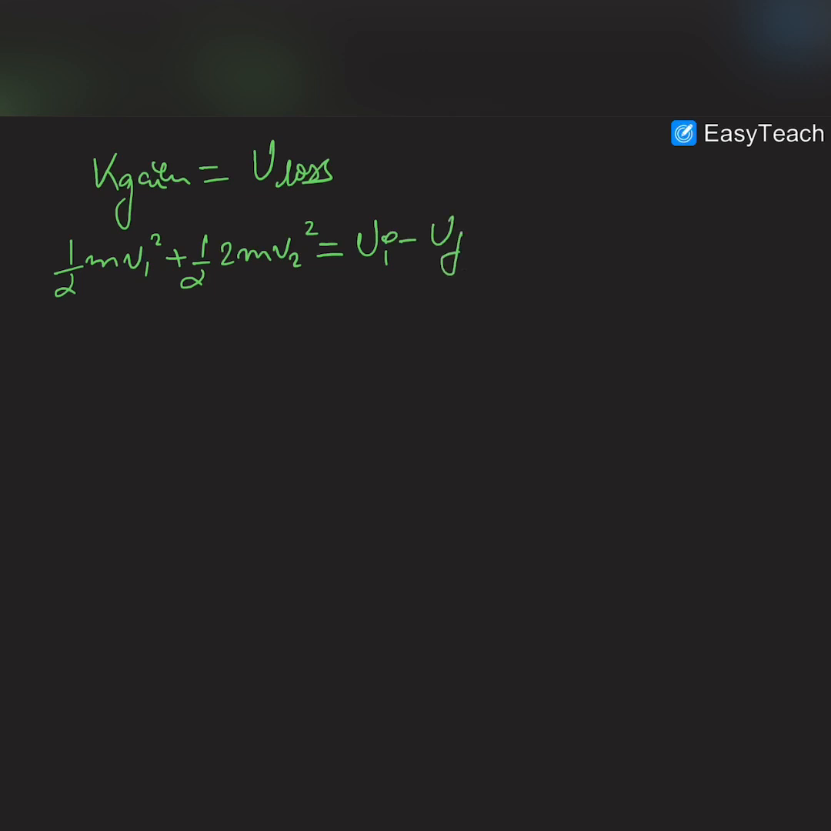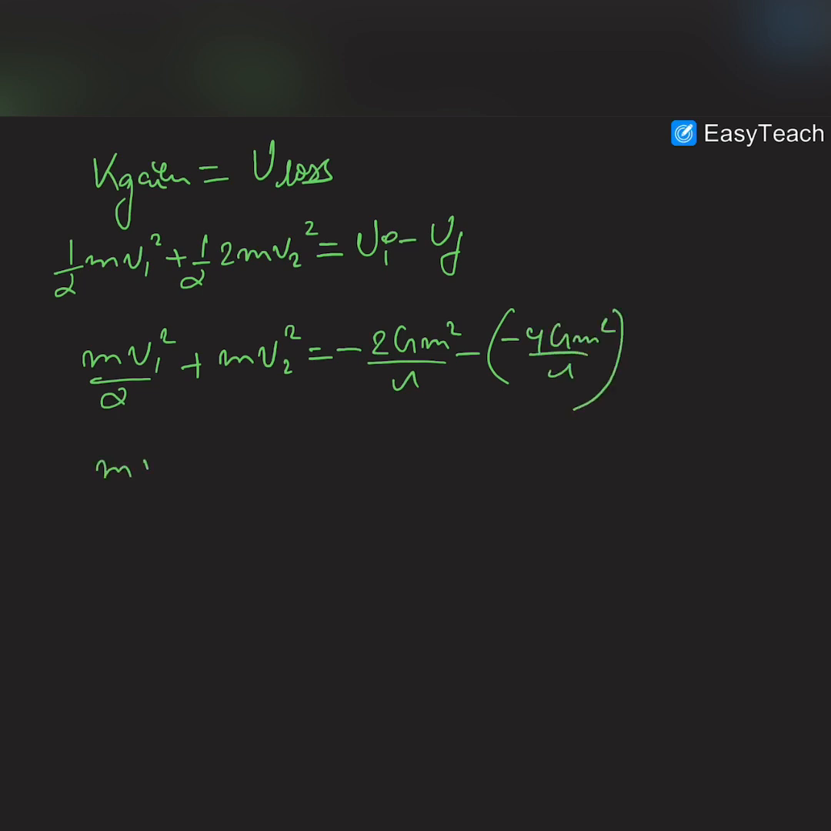So mv1 square by 2 plus mv2 square is equal to U initial, minus 2gm square by r, minus of minus 4gm square by r. So mv1 square by 2 plus mv2 square is equal to plus gm square by r into 2. Okay, so this is the first equation, but you can see that there are two variables, v1 and v2.